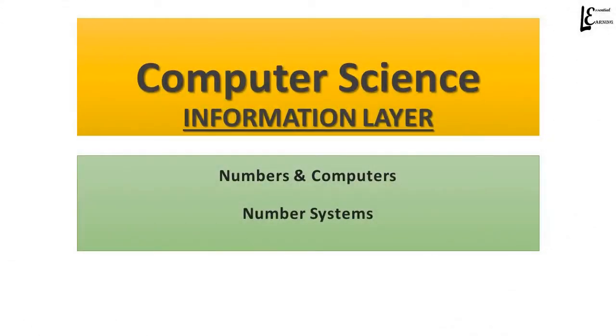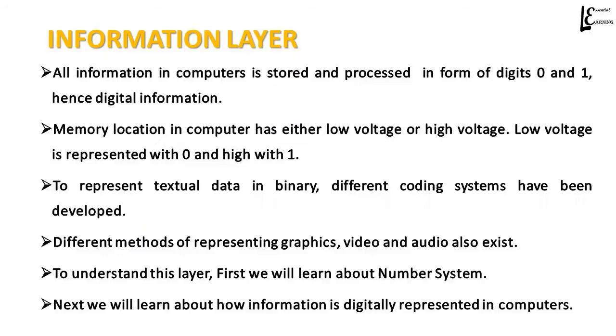Hello everyone. This is the second lecture in Computer Science Crash Course. In this lecture, we are going to learn about how numbers play an important role in processing and representing information in computing. This lecture and the next lecture will be related to the information layer of the computing system.